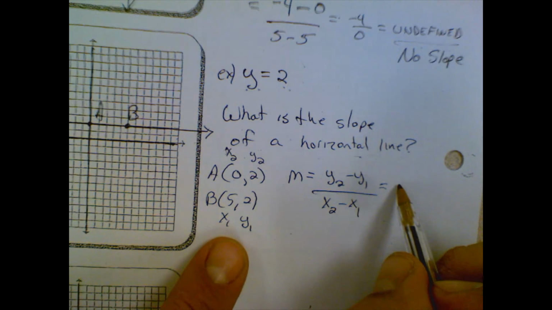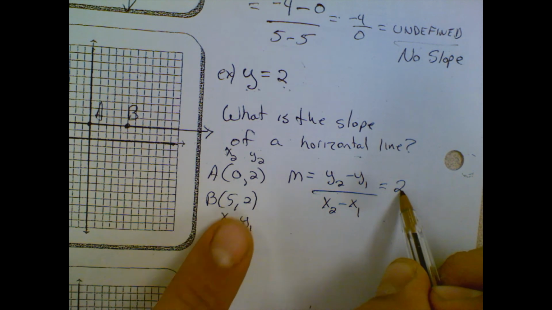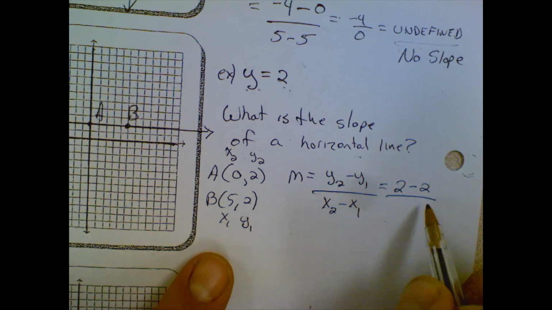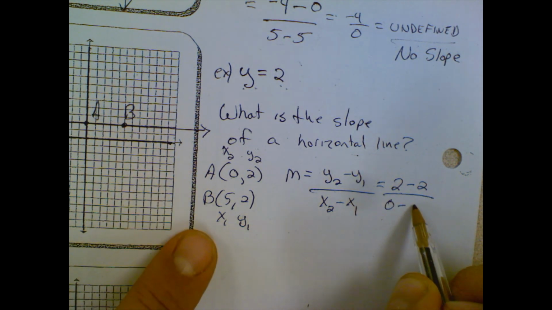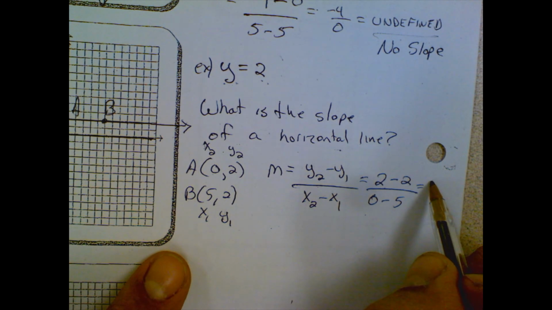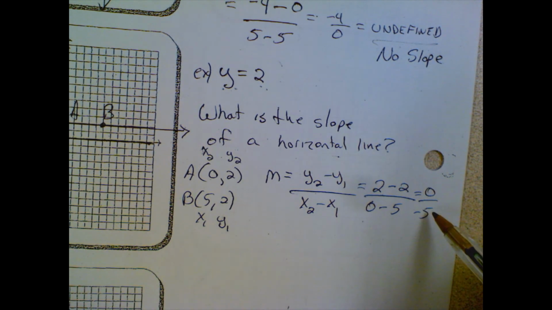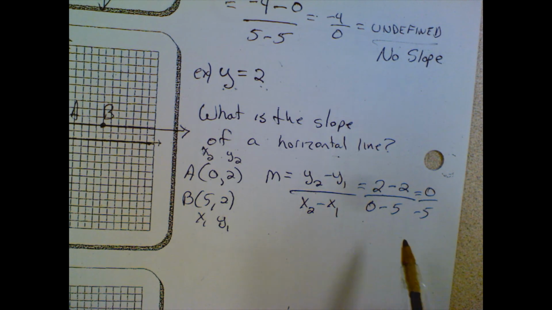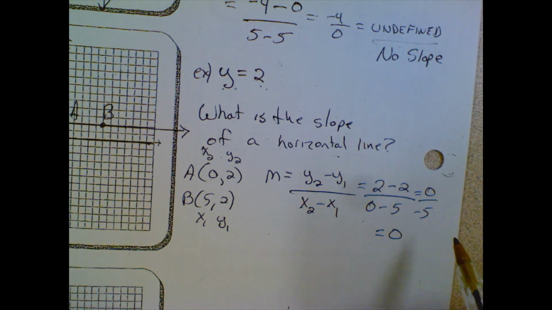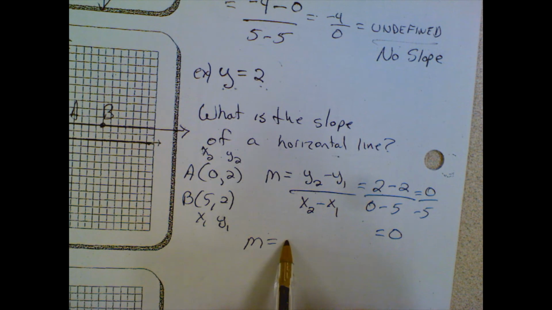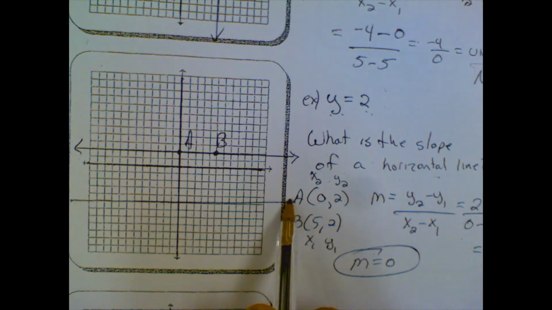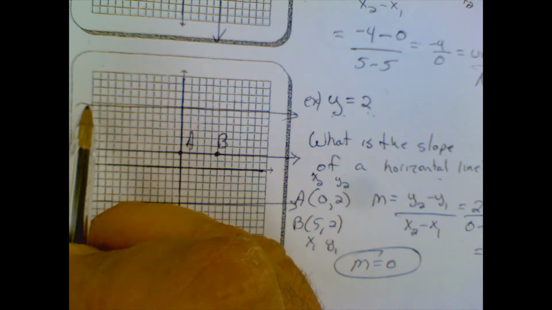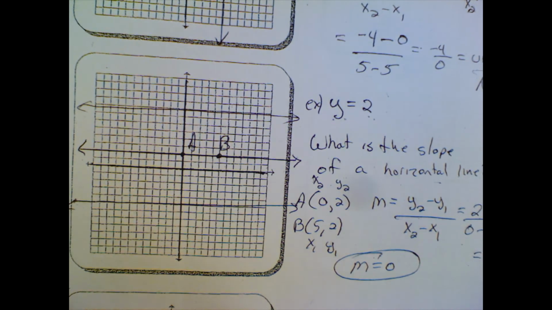Okay, so y2 is 2. So we have 2 minus 2. I think you see what's going to happen here. And x2 is 0 minus 5. So we get 0 over negative 5. But what's 0 divided by any number besides 0? It's just 0. So the slope of a horizontal line is always 0. I don't care where it is. It could be there, it could be here, it could be here. All horizontal lines have a slope of 0.